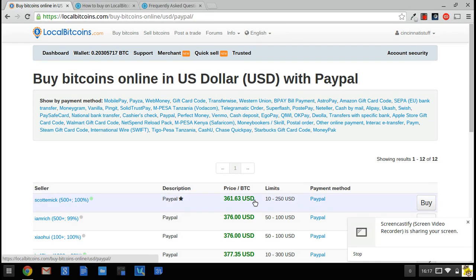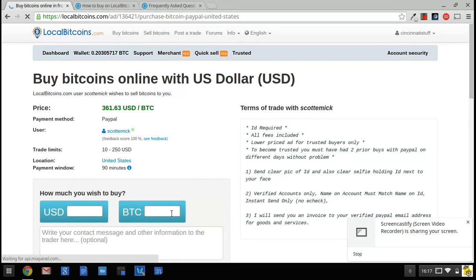So what we're going to do, though, is stick with PayPal. Say we're going to make it super easy. I don't mind paying the extra to know I'm getting my Bitcoin right away and all of that. Next thing we're going to do is click on a seller. We're going to click on Scott here. Scott's a good guy, and we're going to use him as an example.